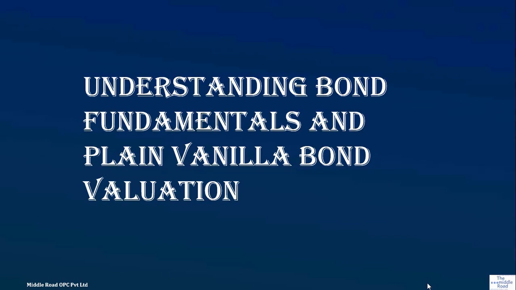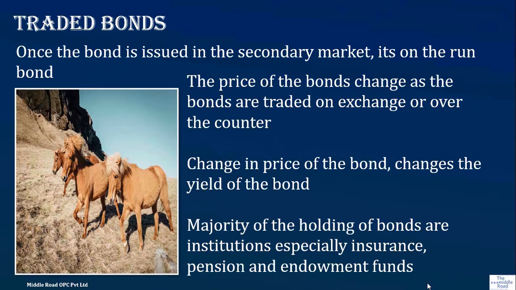Bond fundamentals, and do understand a plain vanilla bond in this particular presentation. Whenever the bond is released, it goes to the secondary market. It's known as on the run bonds. So then the price of the bonds changes as bonds are either traded on exchange or over the counter. A change in the price of the bond causes a change in the yield of the bond.